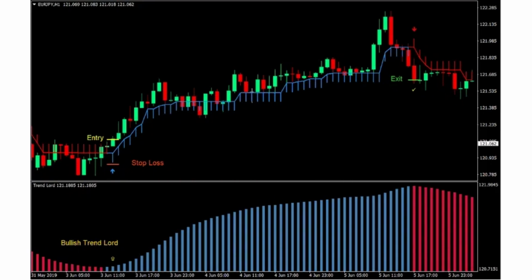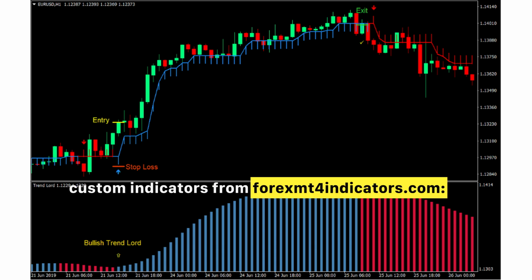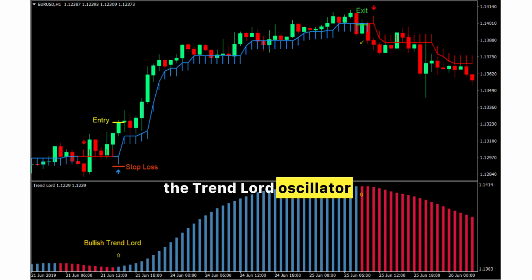Tired of getting whipsawed by fake trend reversals? What if you could filter out the noise and only trade when two strong trend tools agree? This strategy uses two custom indicators from ForexMT4Indicators.com, the Trend Lord Oscillator and the Buy-Sell Arrow Scalper.